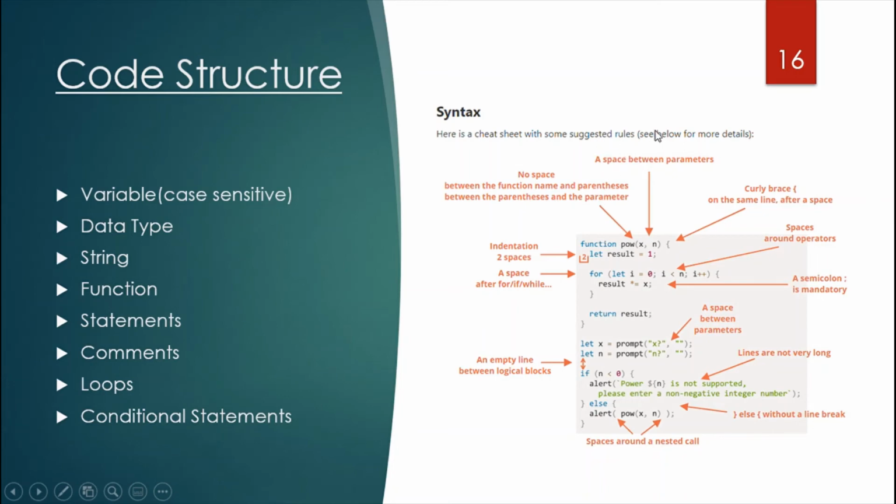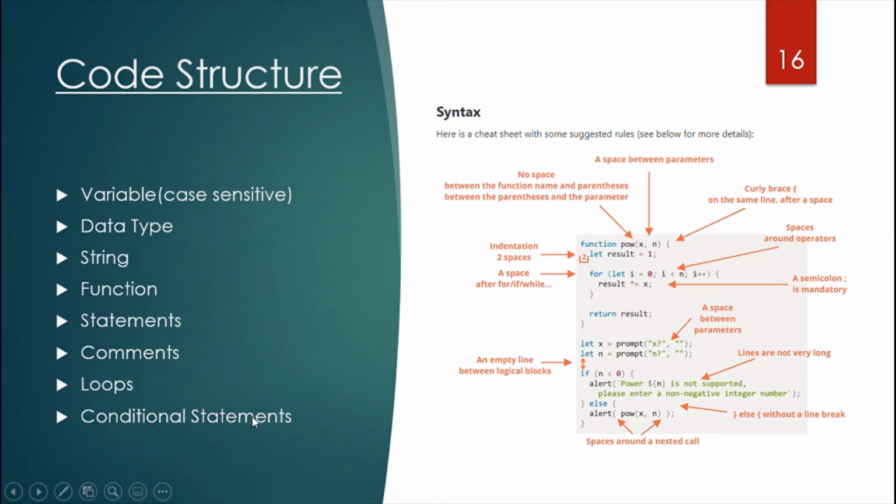There are some suggested rules. See below for more details. These lines are not very long. It tells you how the code should look. Variables should be case sensitive. The data types we are using: the strings, the functions, the statements, the comments, loops. These are the loops, if and for. This is the if block. This is the for loop.